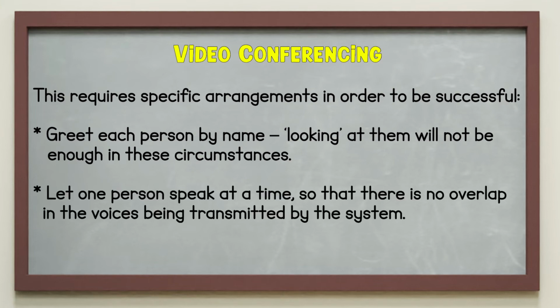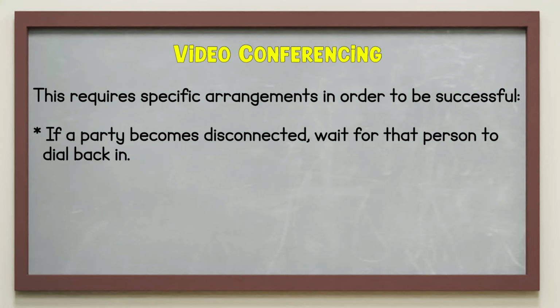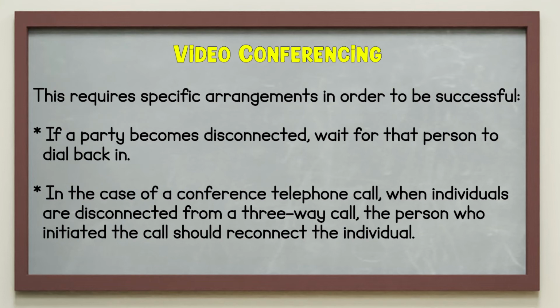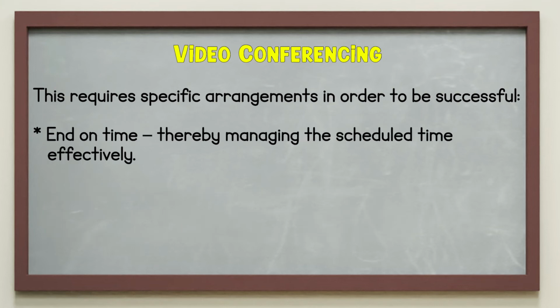Let one person speak at a time so that there is no overlap in the voices being transmitted by the system. If a party becomes disconnected, wait for that person to dial back in. In the case of a conference telephone call, when individuals are disconnected from a three-way call, the person who initiated the call should reconnect the individual. End on time, thereby managing the scheduled time effectively.